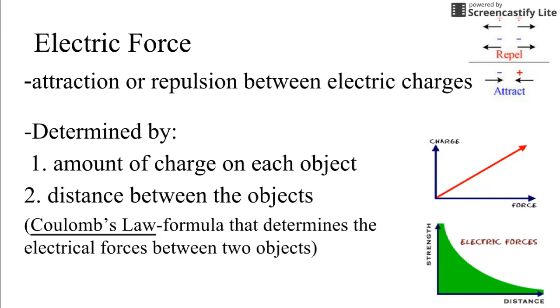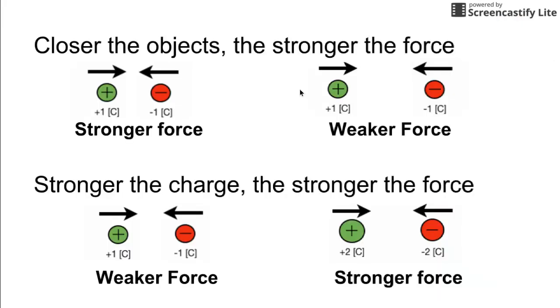This is Coulomb's first law. It's basically a formula that tells us those electrical forces between the objects. And again, we worked with that yesterday in the electrostatic charge simulation. If you have the objects closer together, the electrostatic force will be stronger between them. So closer together, stronger force; farther apart, weaker force.